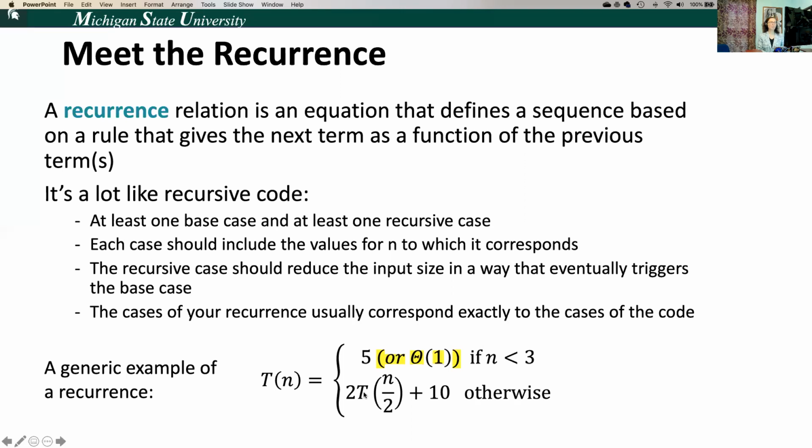How many times does it call itself? Well, in this algorithm, apparently I have 2 consecutive calls. So there are 2 recursive calls that cut the data size by half, plus some non-recursive work. Non-recursive work is 10 operations, but I really don't care for that either. You can put theta of 1 there, okay? So now, that is my recurrence. It is an equation that represents my recursion.